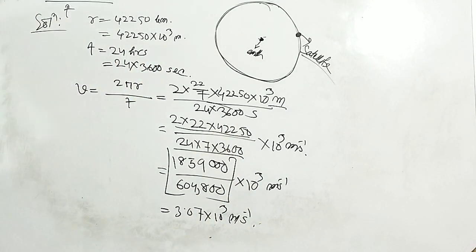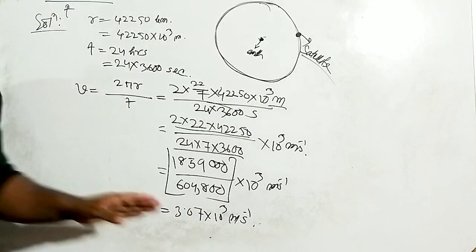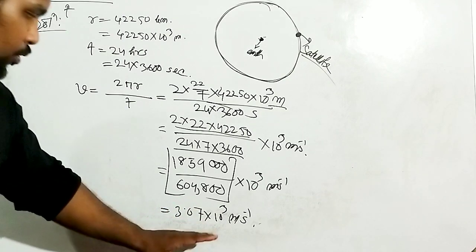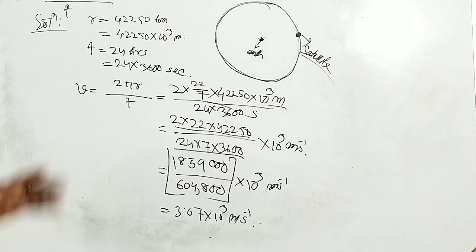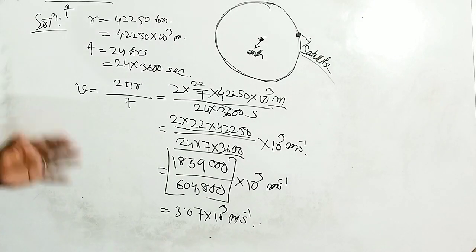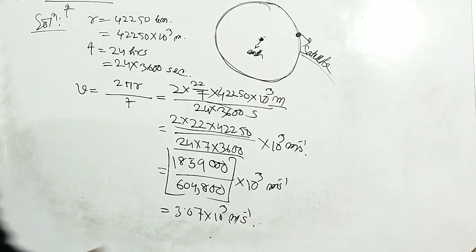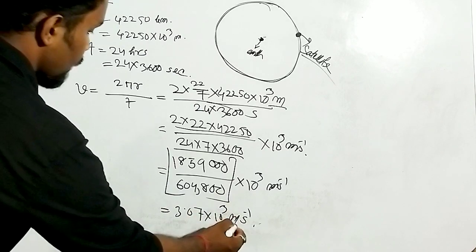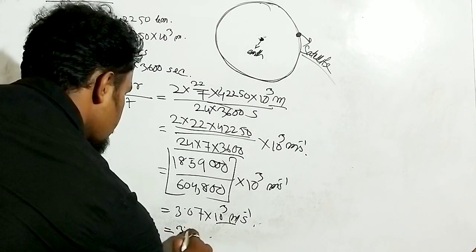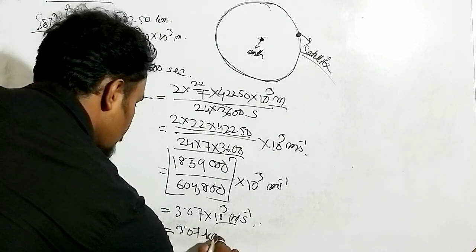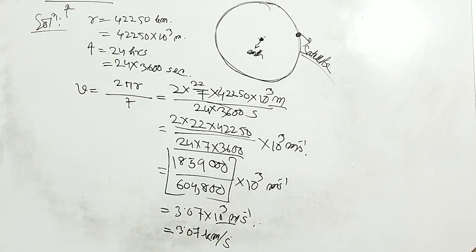So this is the result. If you solve till this point, your answer will be correct. But in your NCERT book, the answer is written in kilometers per second. So 10 to the power 3 meter is 1 kilometer, so you can write 3.07 kilometer per second. This is the answer of this question. So just write this down.